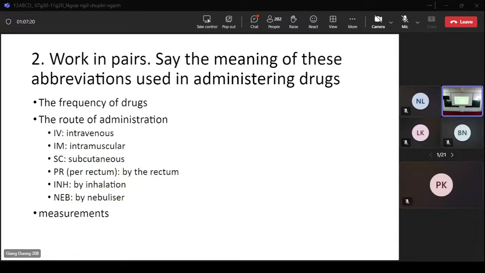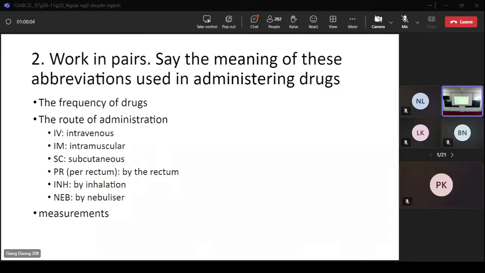Per rectum, PR. By the rectum. Rectum là trực tràng. Theo đường trực tràng. Ví dụ như là có một số loại thuốc đặt qua âm đạo, có thể đặt qua trực tràng chẳng hạn. Còn uống thì uống bằng đường miệng. By the rectum. INHL, by inhalation. You know, some young kids suffering from asthma often use inhalation. Sprayer. Nebulizer.